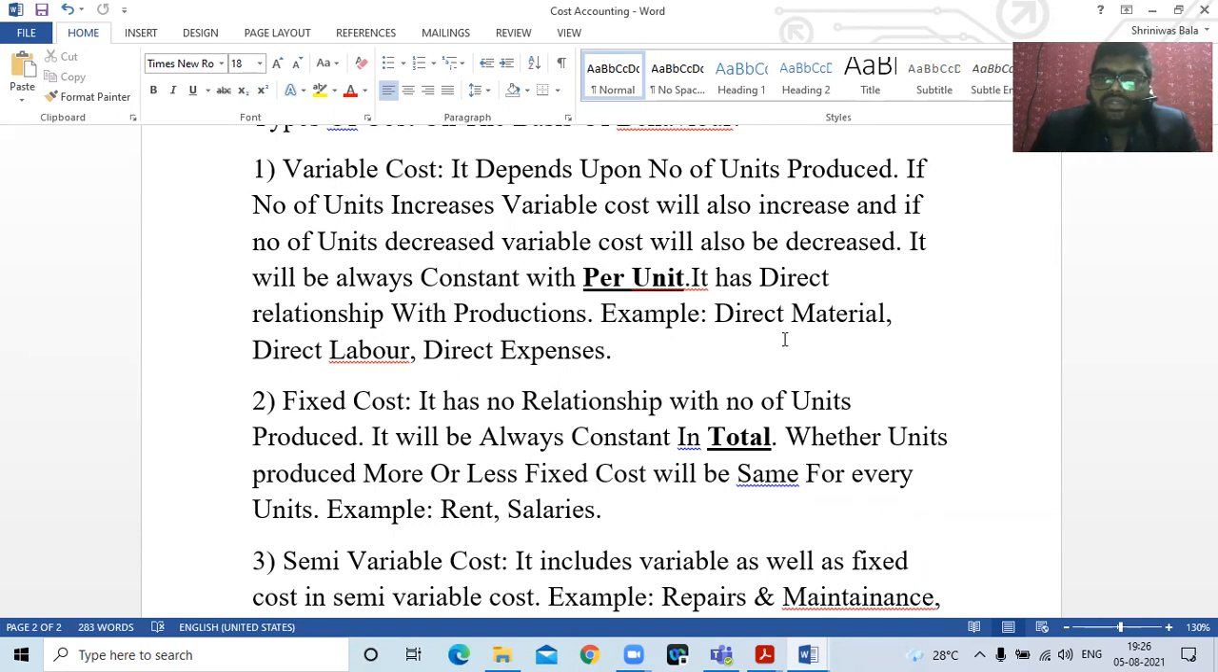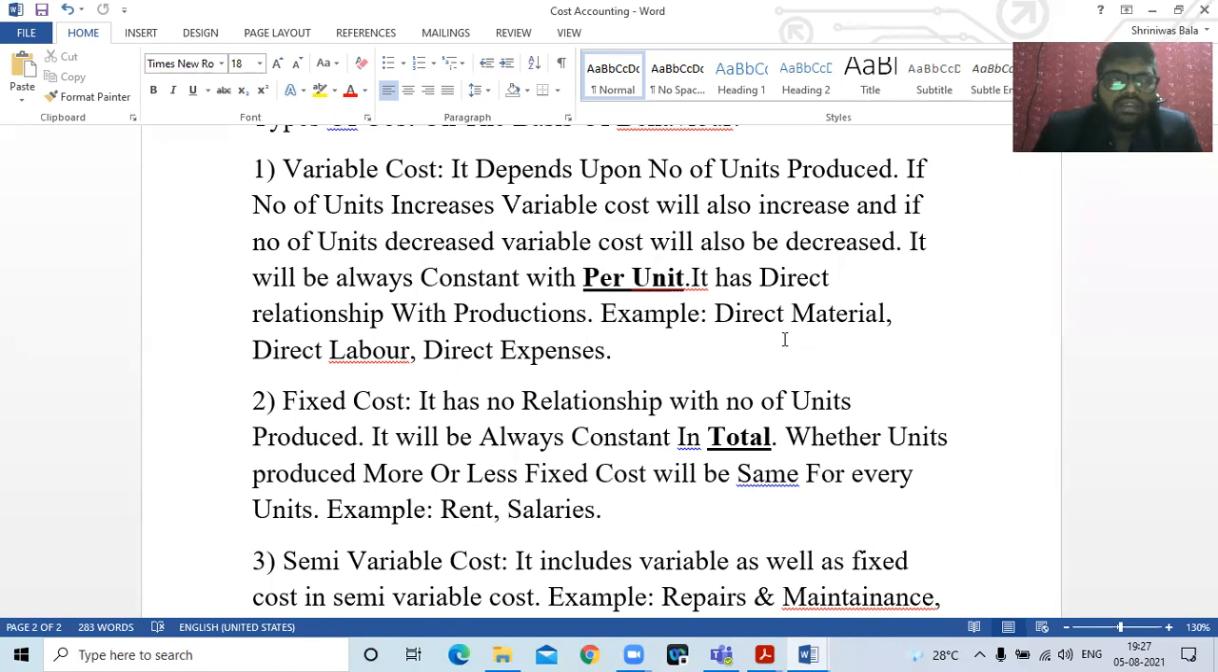Now second is your fixed cost. What do you understand by the term fixed cost? Fixed cost is something which is fixed in total, which is constant in total. For example, factory rent. Now I have a factory, a rented premises, for which I am paying rent of ₹1 lakh per month. For example, in the month of August, I have manufactured only 1000 units. How much rent am I going to pay?